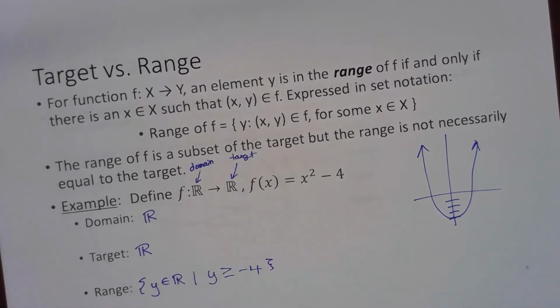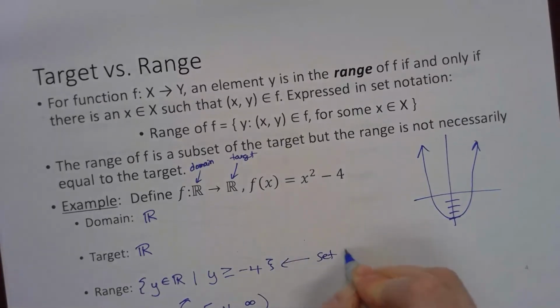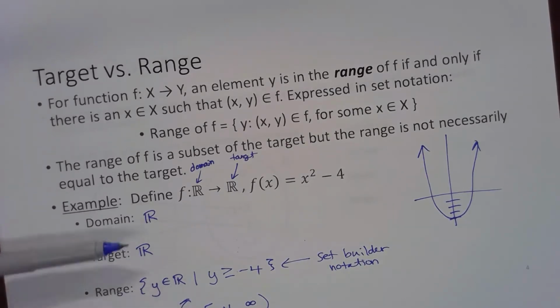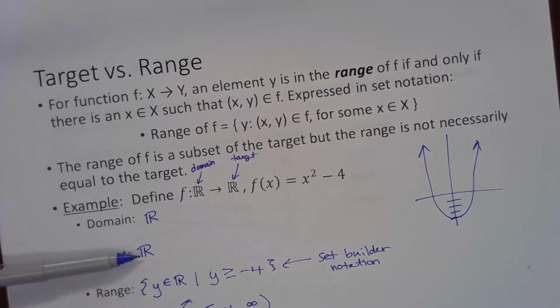From calculus you're used to interval notation, where this is the same thing as [-4, infinity), right? But this is set builder notation, which your book is going to use, because they like you to practice using sets. And one thing that you'll notice here is that the range and the target are not the same. The range is certainly a subset of the target, but it's not exactly equal to the target. So that's the subtle difference.